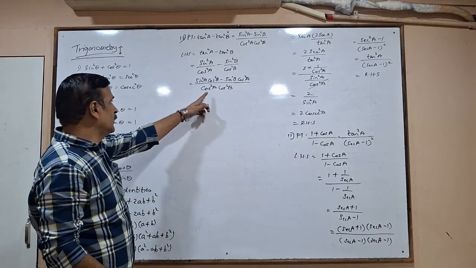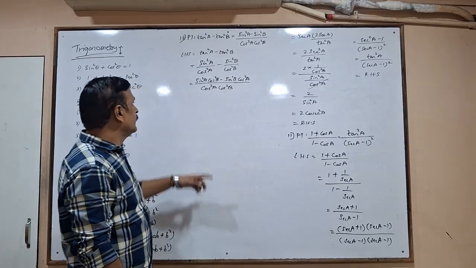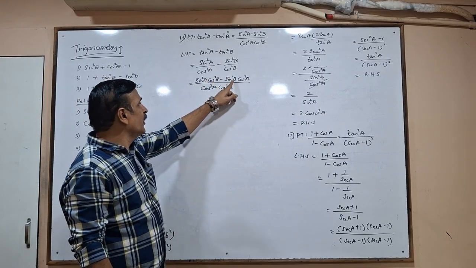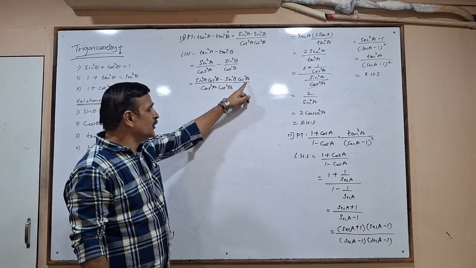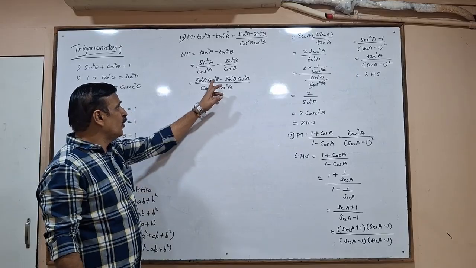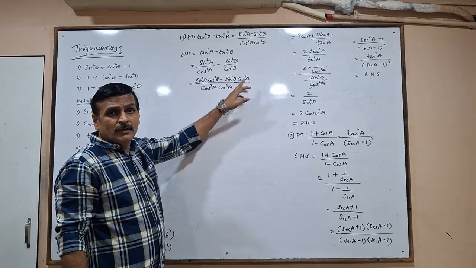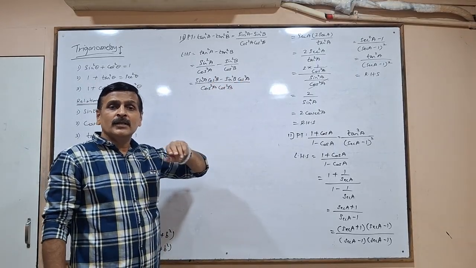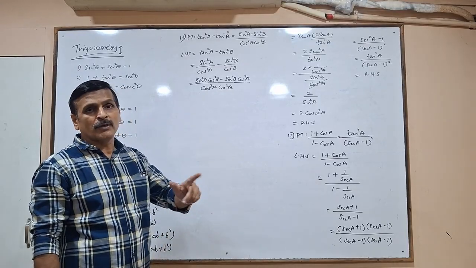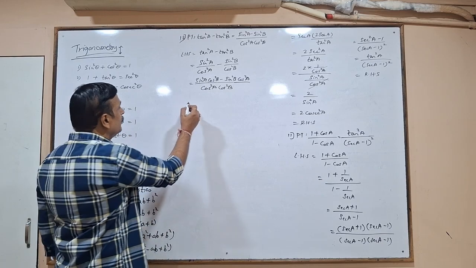Now I have achieved the denominator. I want sin square A and I want sin square B. I don't want these two terms. Now in such case, if I want to eliminate cos, the only way possible is converting that cos to sin. There is no other way you can eliminate it.